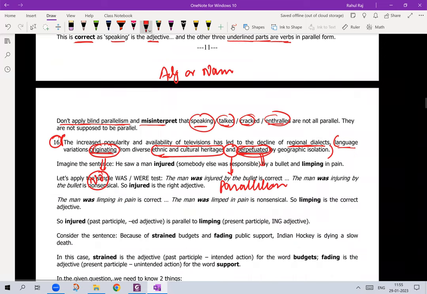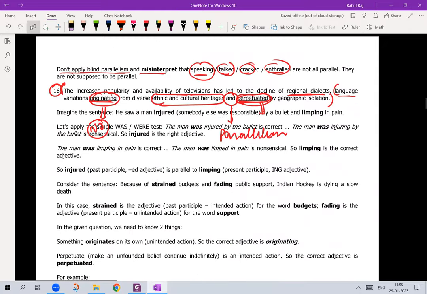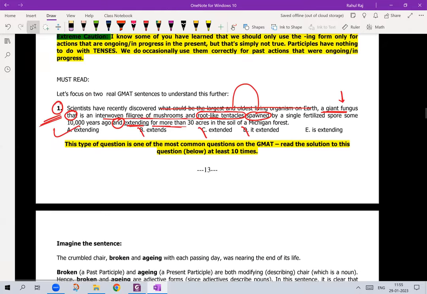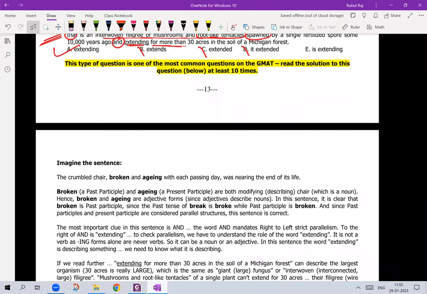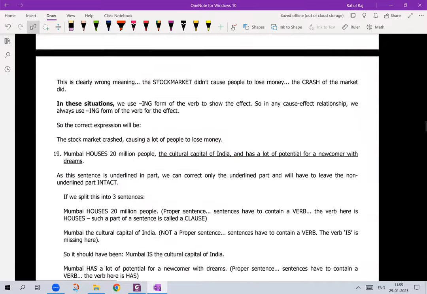So anyone, any doubt over here? Because we just did a question, found in, this is nothing but an adjective. This is verb and verb parallelism. That are found, this is a verb. And that inhibit, this is a verb. So verb and verb parallelism. This is what we did right now. I hope it's clear now.